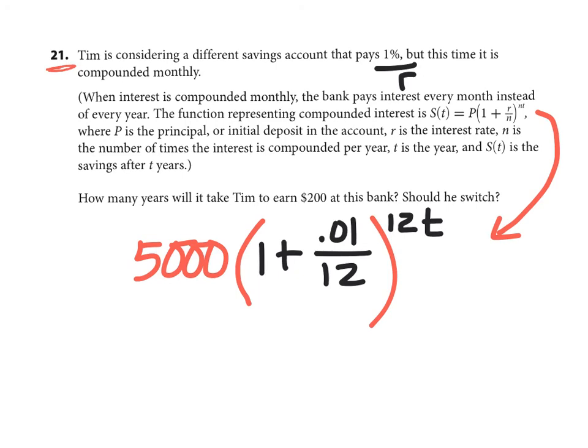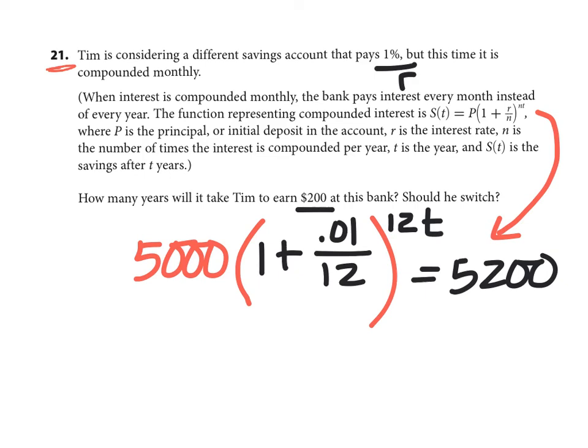And it wants to know how long it would take to earn $200, okay? So we don't set this equal to 200. What we actually do is set this equal to 5,200, because if he started out with 5,000 and he wants to earn $200, that's how much he would have now. So those become our two equations.